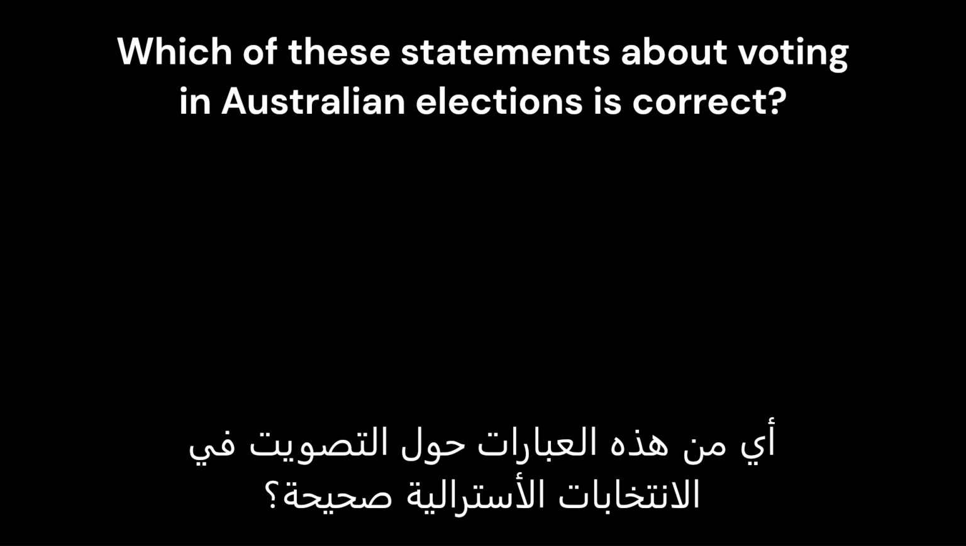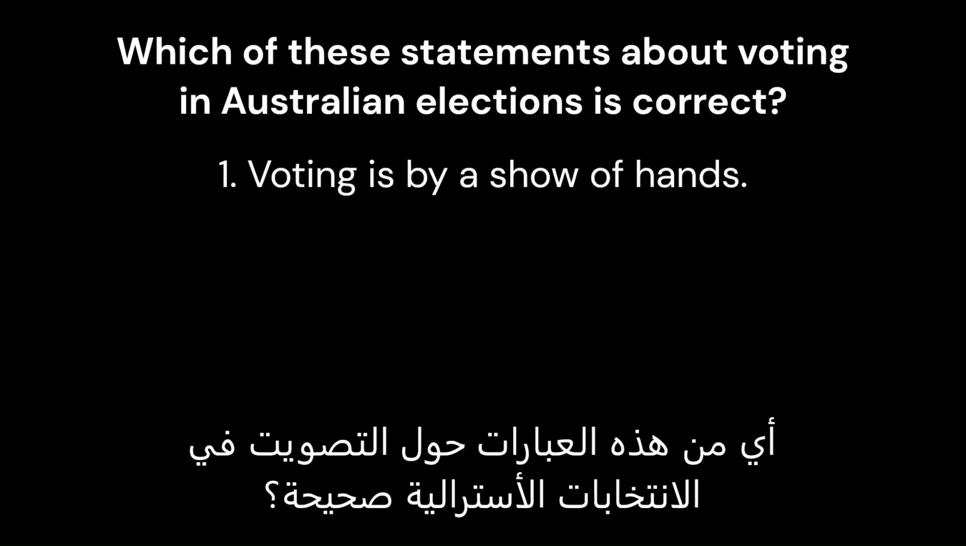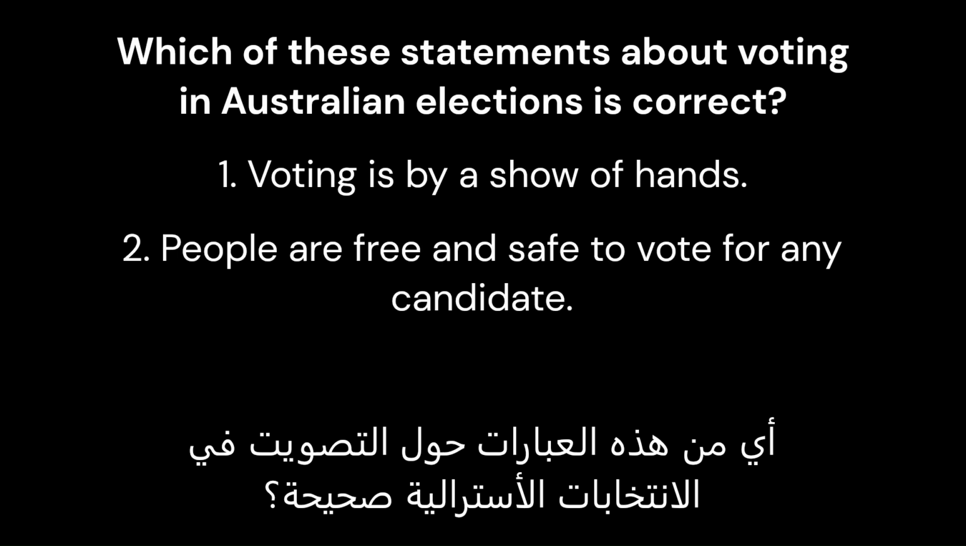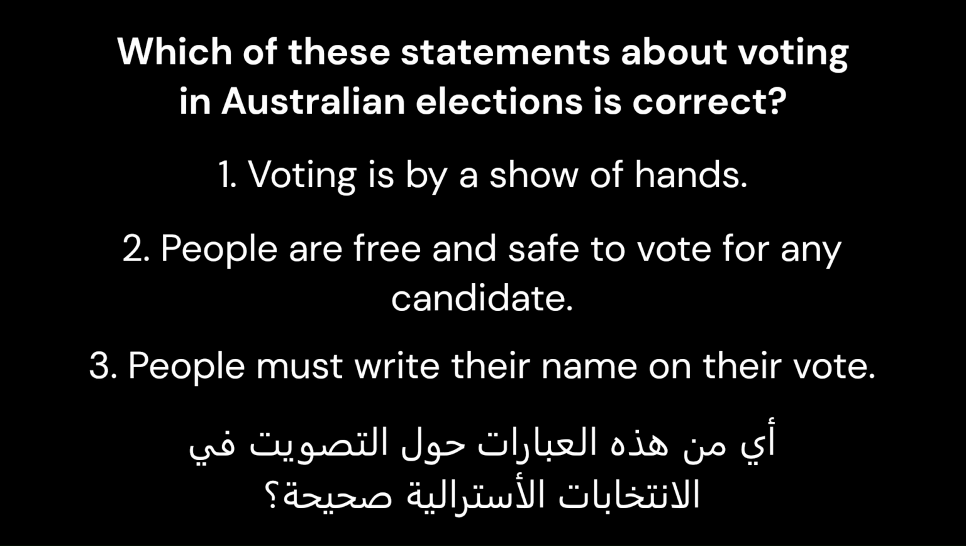Which of these statements about voting in Australian elections is correct? 1. Voting is by a show of hands. 2. People are free and safe to vote for any candidate. 3. People must write their name on their vote.